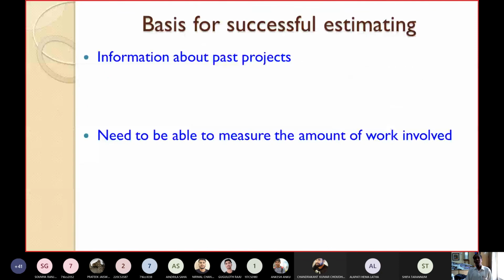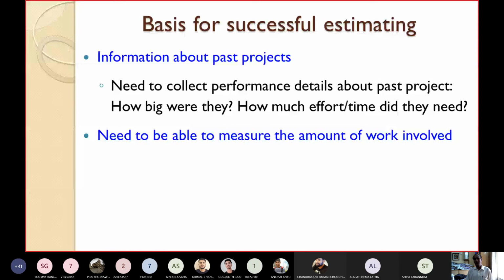How can you make a successful estimation? Collect information about the past projects. There is a need to collect the performance details about the past projects. Collect information such as how big they were, and how much effort or time they needed. Those are the data you collect.